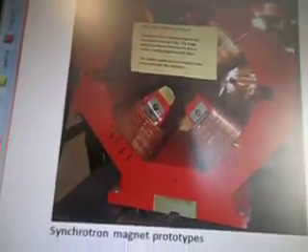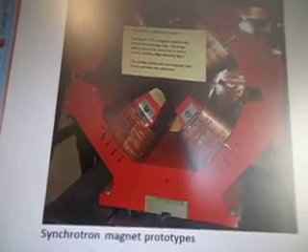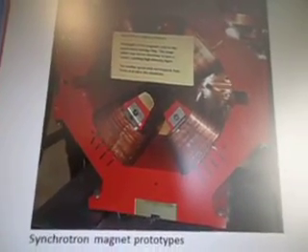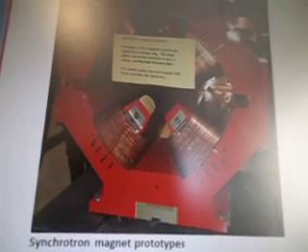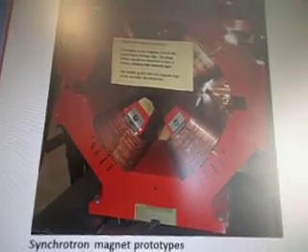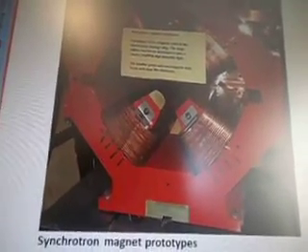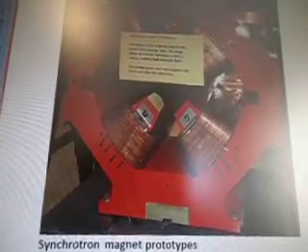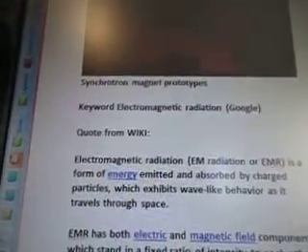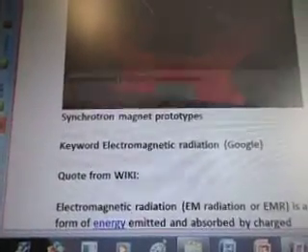Let's see if I can read what it says there. It says Synchrotron magnet prototypes of the magnets used in the Synchrotron storage ring. The large yellow one forces electrons to turn a corner, creating high intensity light. Oh, that's cool. The smaller green and red magnets help focus and steer the electrons. It just amazes me what you guys have created, honest to God. It's amazing. This is the first time I've seen this stuff. It's neat. Synchrotron magnet prototypes.